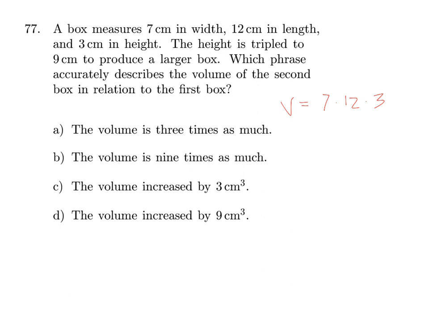Right, but for the next box, what's happening to the height? You're tripling it. So essentially you've multiplied by 3, right? So by multiplying by 3, you've increased the volume 3 times. Right? Just analyze what's actually going on with the numbers, and it's not too difficult to answer the problem.